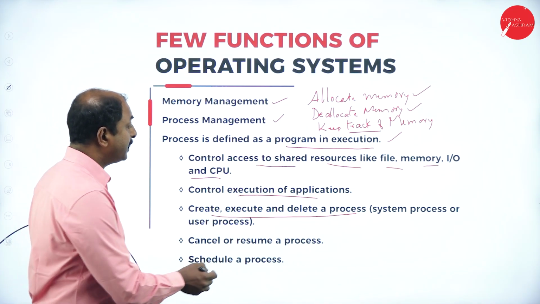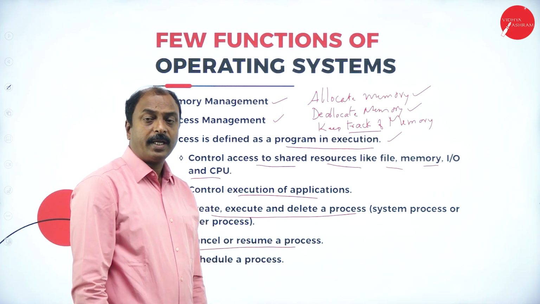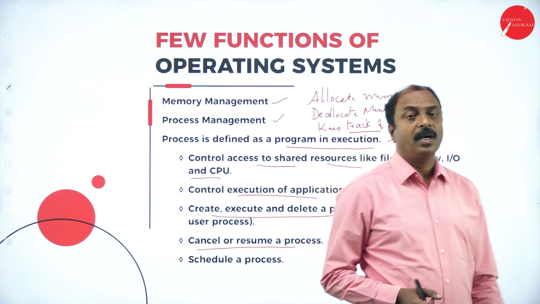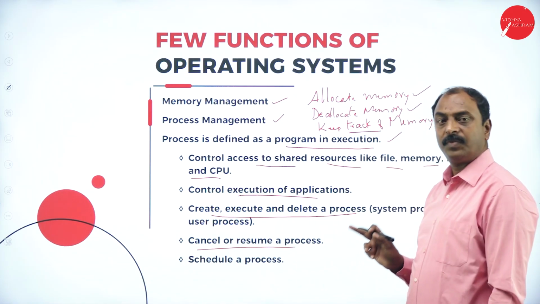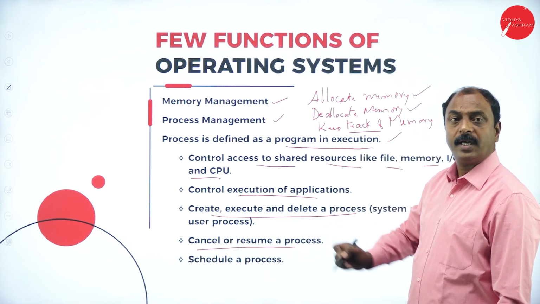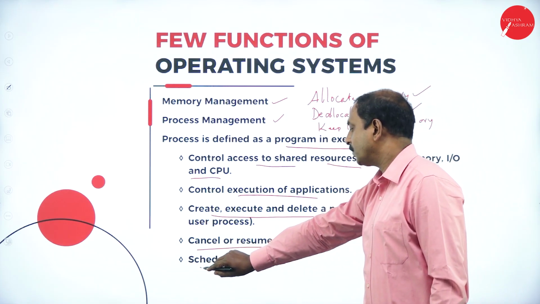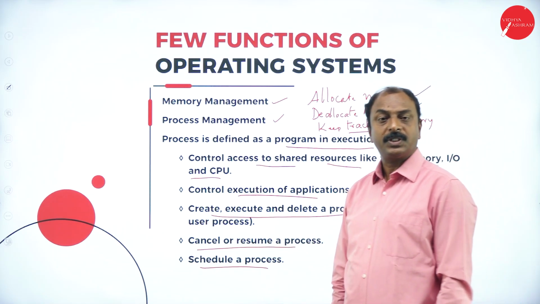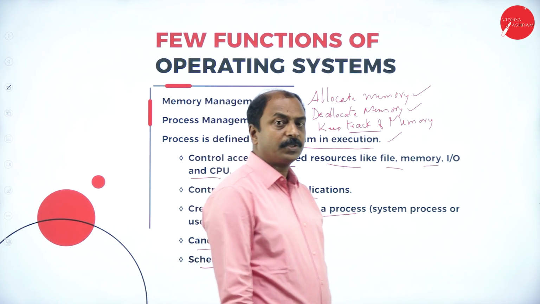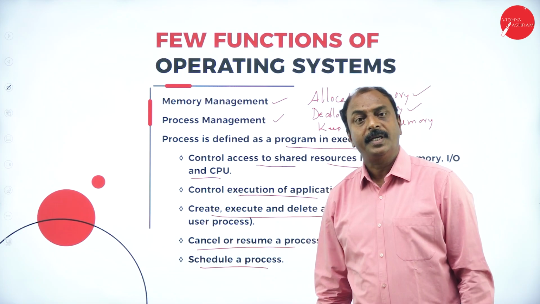Here, cancel or resume process. You might have come across this while working on computer systems. Sometimes when you are working with different software or applications, you may get a window or a message asking whether to cancel or resume. This is another function of the operating system. Next one is schedule a process. For example, we can schedule a shutdown of the computer system. That is a process. So these are all things that can be done with the help of the operating system.